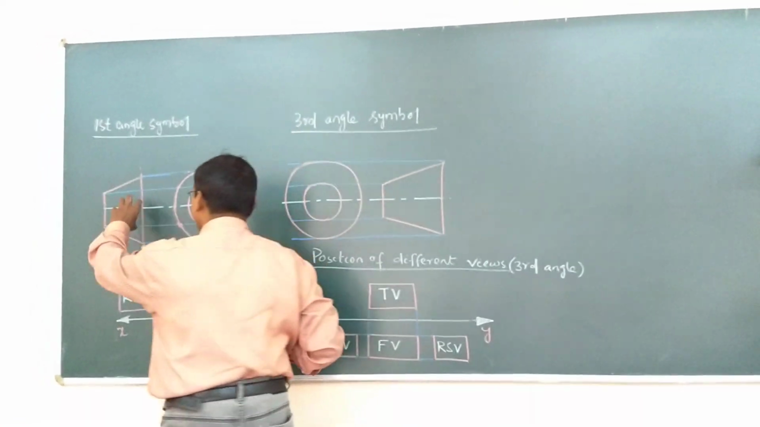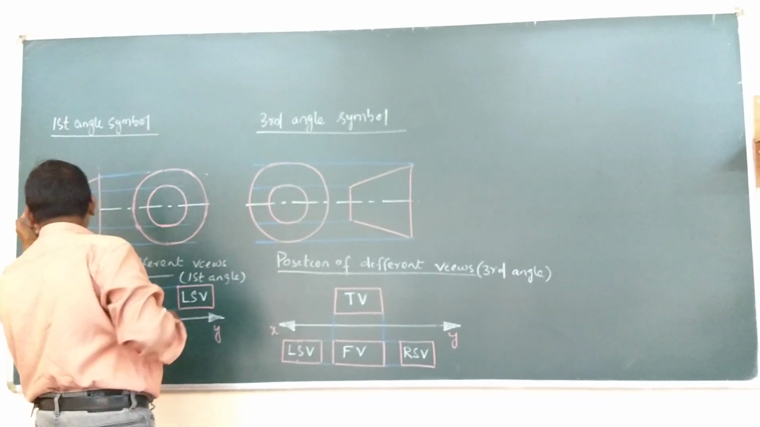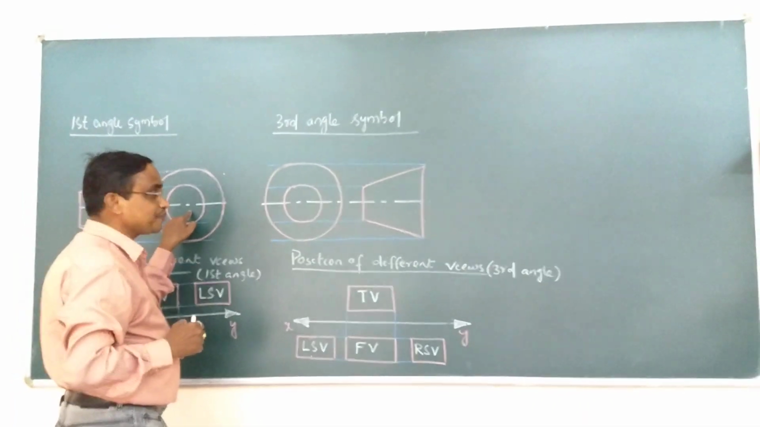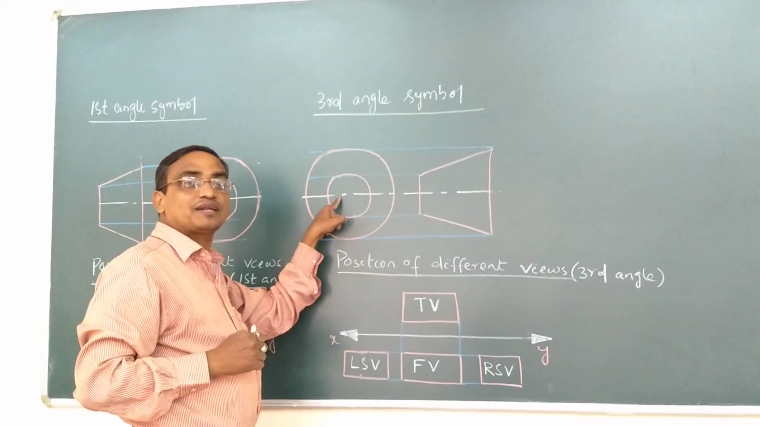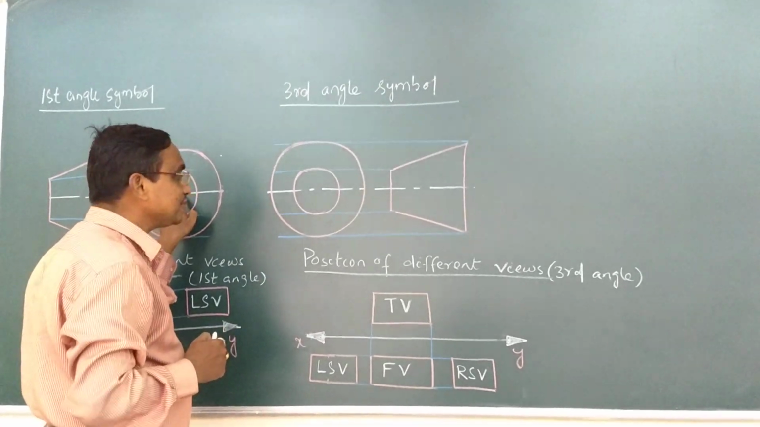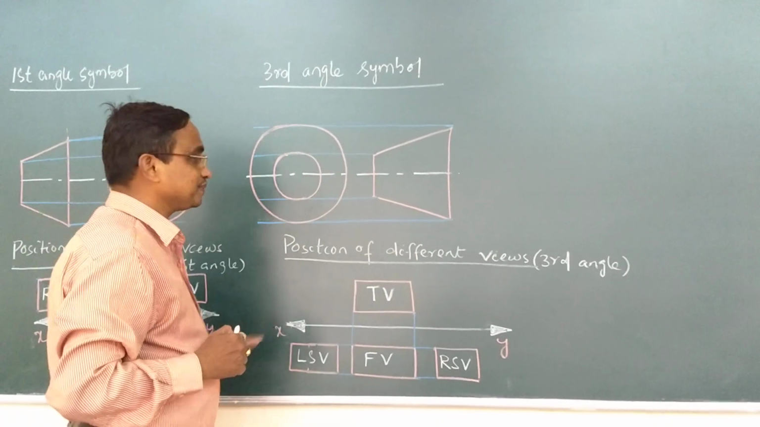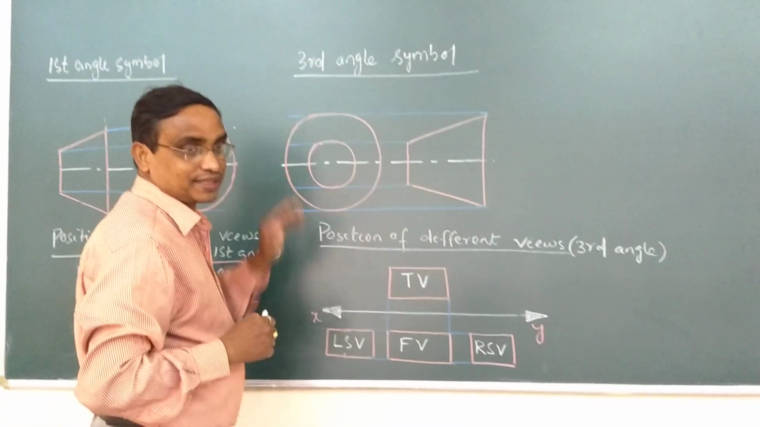This is my front view and this is my left side view. Left side view is drawn on right side in first angle projection. This is my front view and this is my left side view. Left side view is drawn on left side of the front view. Here left side view is drawn on right side, but in third angle projection left side view is drawn on left side. This is the basic difference between first angle and third angle.